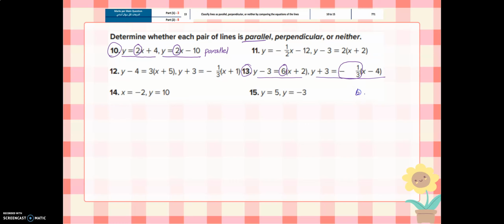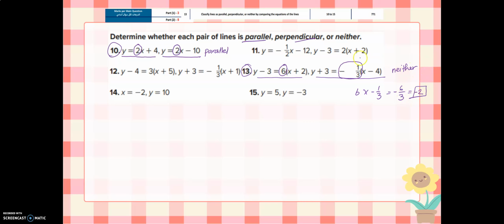Let's see. So if I'm going to multiply 6 times negative 1/3, this will give me negative 6/3, and that is equal to negative 2. So negative 2 is not negative 1, so the lines are not perpendicular. That means these two lines are neither parallel nor perpendicular.